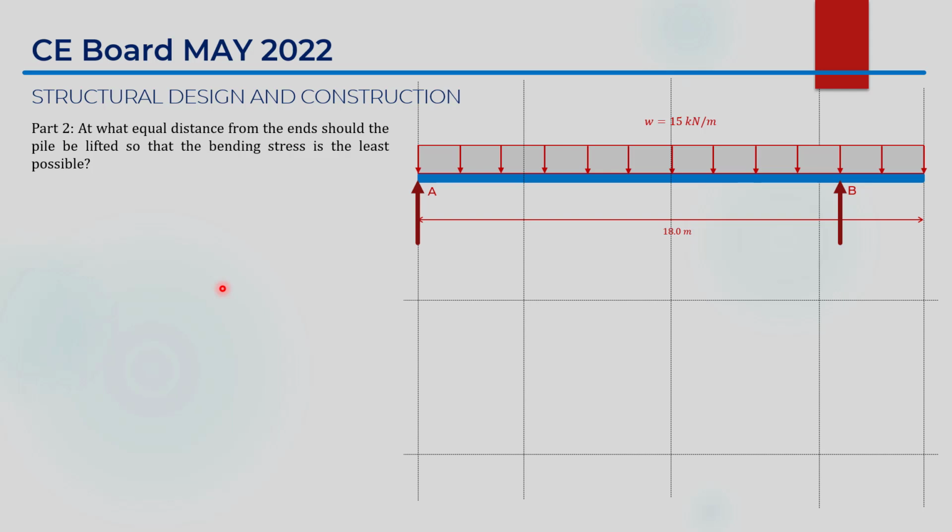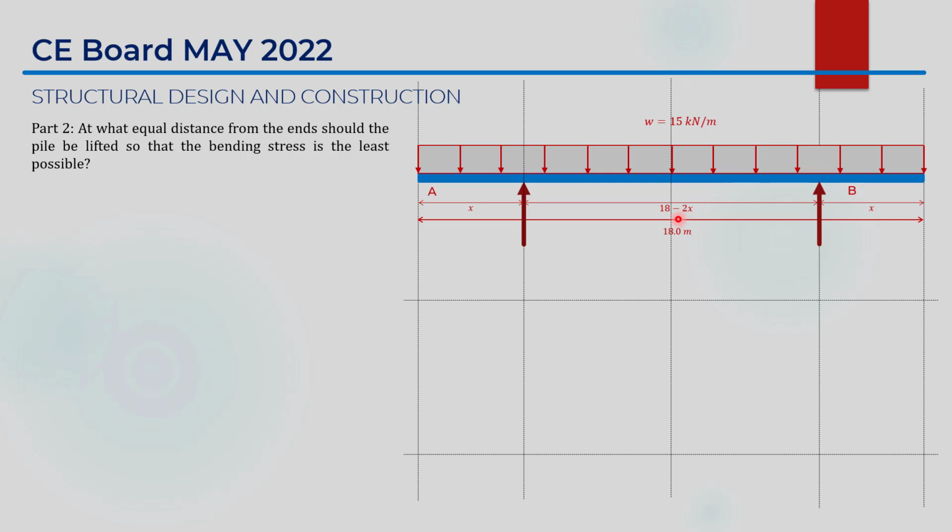So, ibig sabihin, nag-move itong dalawa. Nag-move siya sa kanilang dapat equal distance. Mag-move siya na equal distance yung dulo-dulo nila. Pero, hindi natin alam kung ilan yung distance. Kasi yun yung hinahanap, ano, at what equal distance. So this is x and this is x. So if that is the value of x, so therefore ito, that is 18 minus 2x.